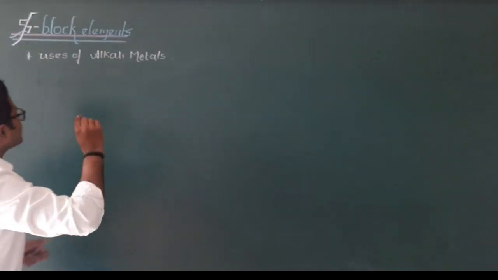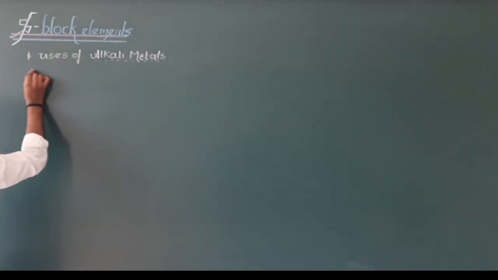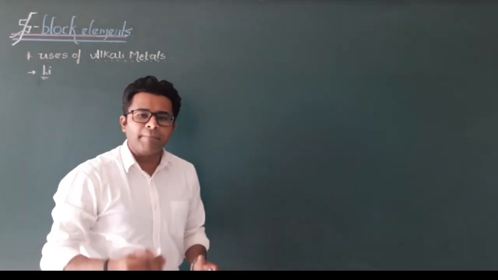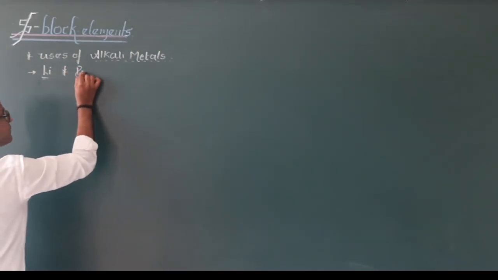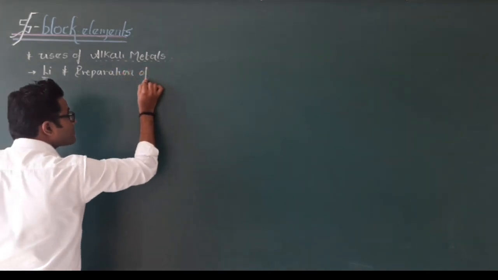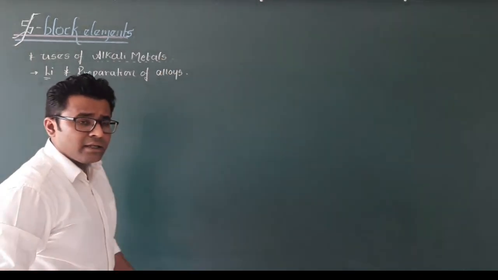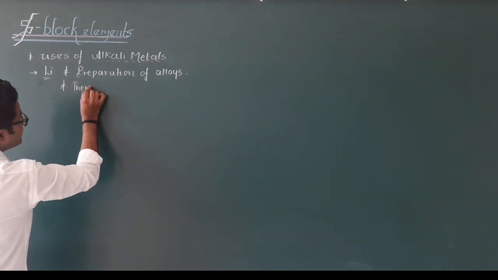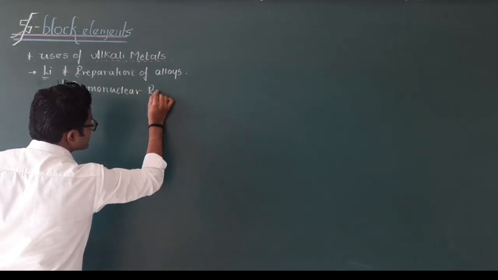As we start, the uses of alkali metals, we will start with lithium first. Now when we are speaking about the lithium metal, it is actually used in the preparation of alloys, useful alloys. It is also used in thermonuclear reactions.